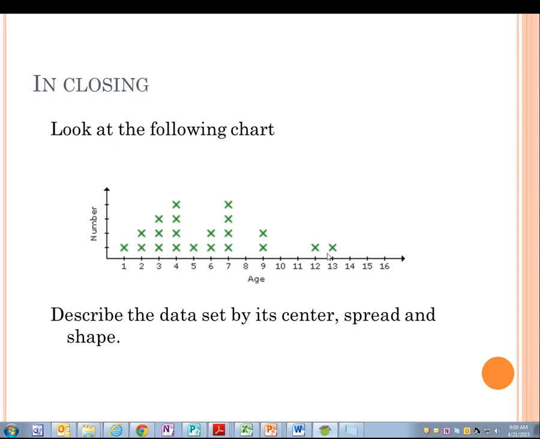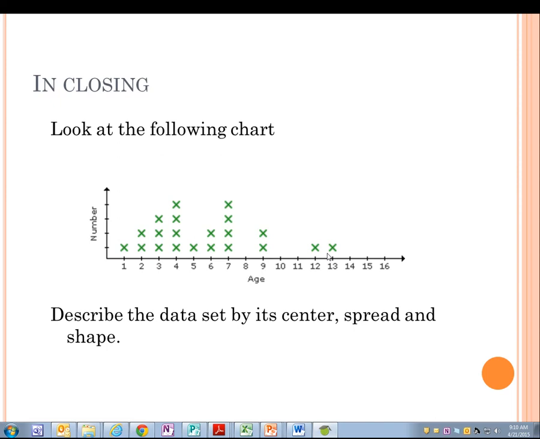Okay, so we had 21. So let's look at that. Can someone describe the center? Where is the center? Yes. Number 8. So we're going to be at the 8. Now, that would not be the center. That's the center of the age on the graph.